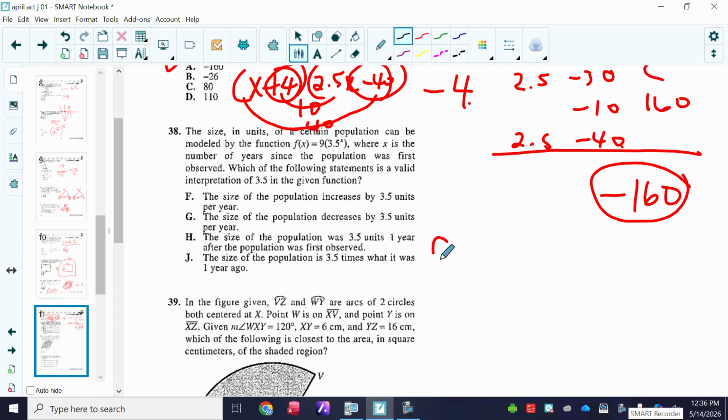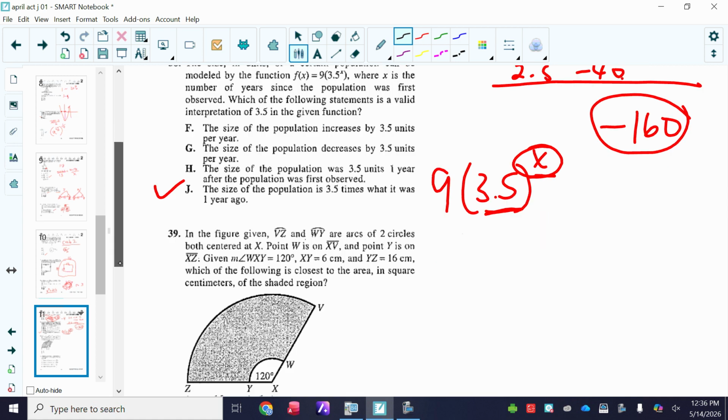What does this mean? 3.5 to the x, with x being the years, well, the x is on the inside. It means the population is going to be 3.5 times the previous year, because you're just going to keep upping the power and getting another 3.5.